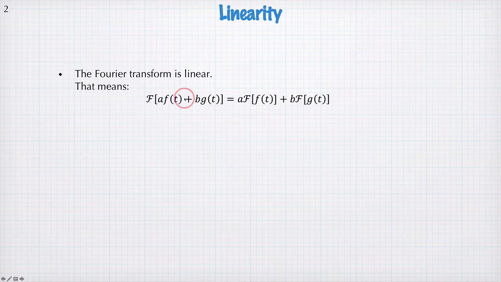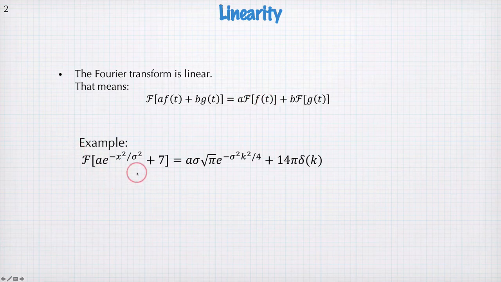It's linearity. The Fourier transform is linear. So this means if you have two functions and you add them together, the Fourier transform of the sum is the sum of the Fourier transforms. It also means if you have some function like f of t, the Fourier transform of a, some constant a, times f of t, is just a times the Fourier transform of f of t.